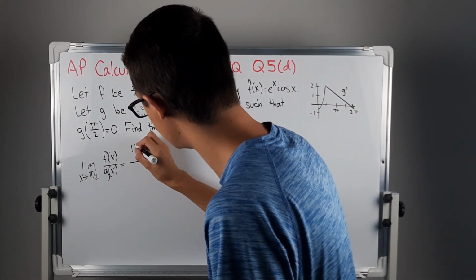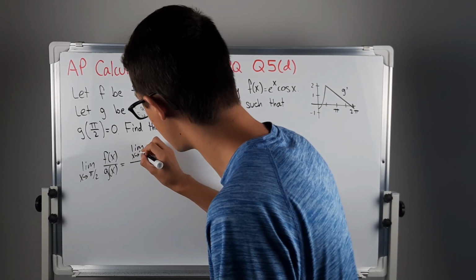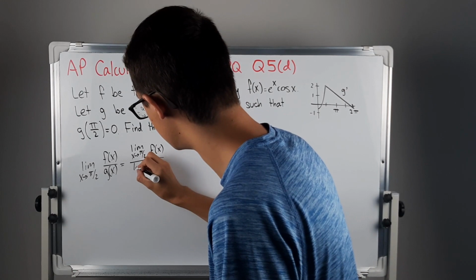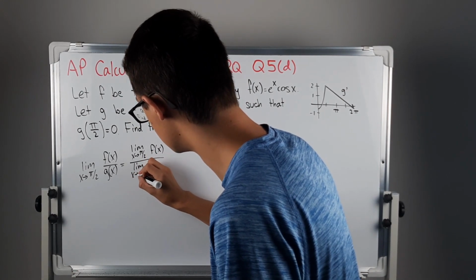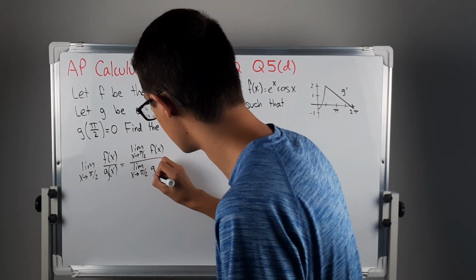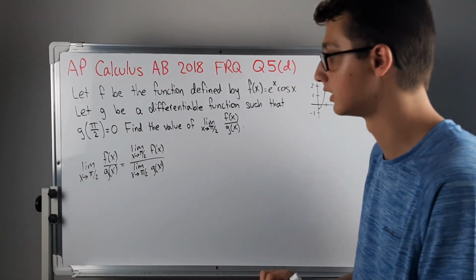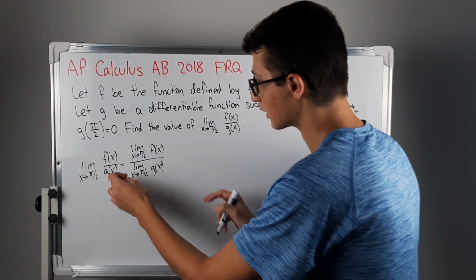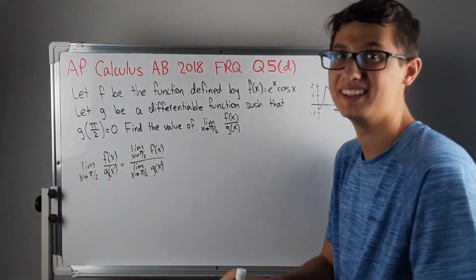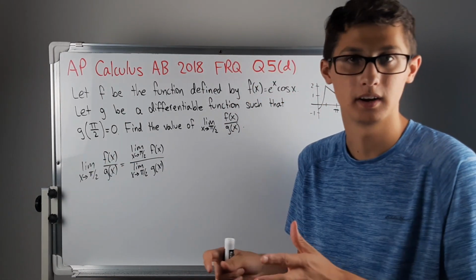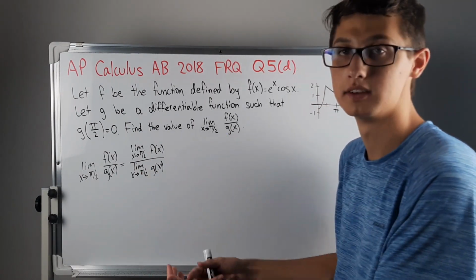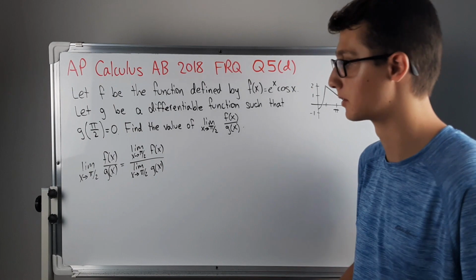So we can have the limit as x approaches pi over 2 of f of x, and then the limit as x approaches pi over 2 of g of x. Notice that I turned this from the limit of the quotient to the quotient of the limits. This isn't totally necessary for you to think about, but this is what's happening, and then from here you can evaluate each one directly.